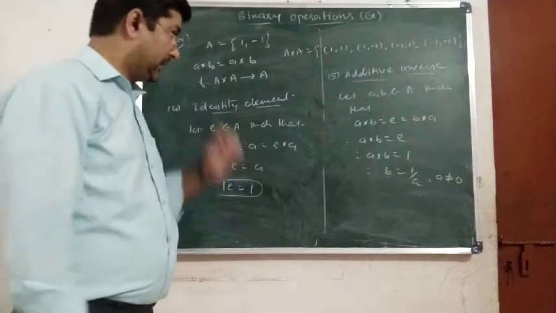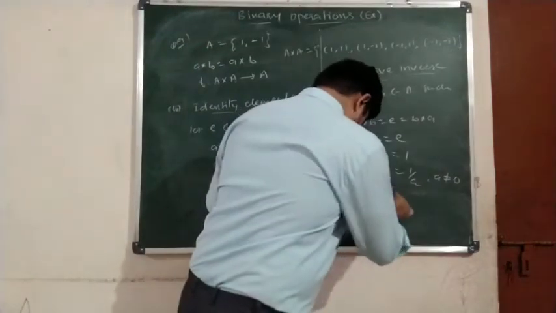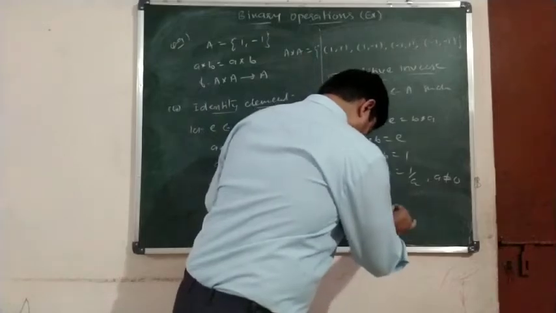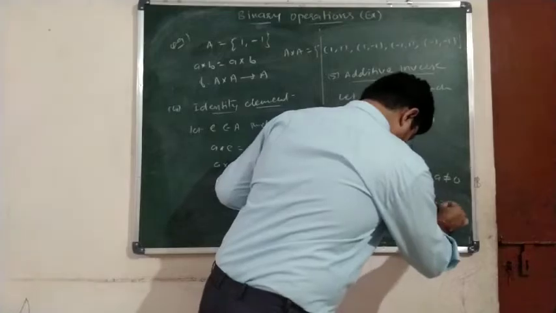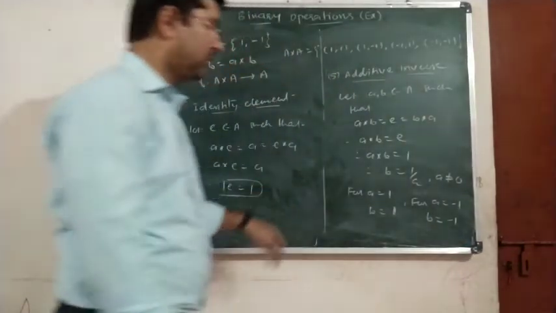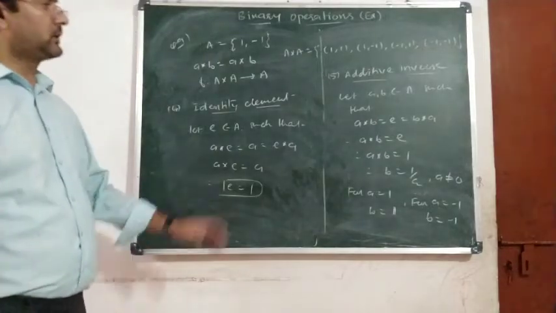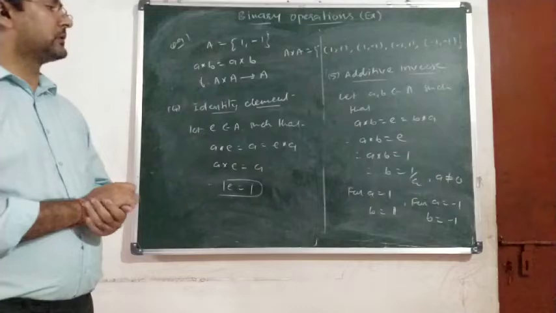So, for the two elements, you can find out the inverses. For A is equal to 1, B is equal to 1, and for A is equal to minus 1, B will be equal to minus 1. Okay, so additive inverse also we got. Please note down.